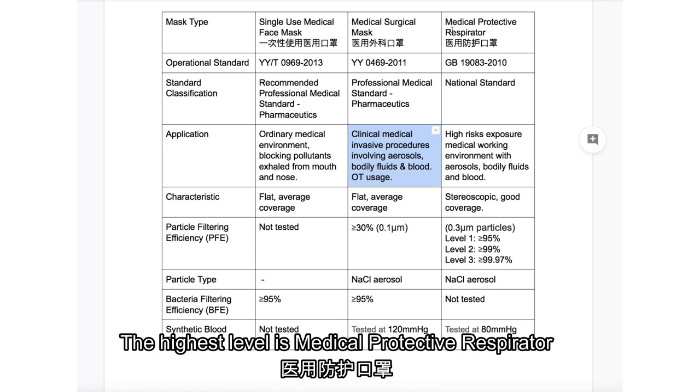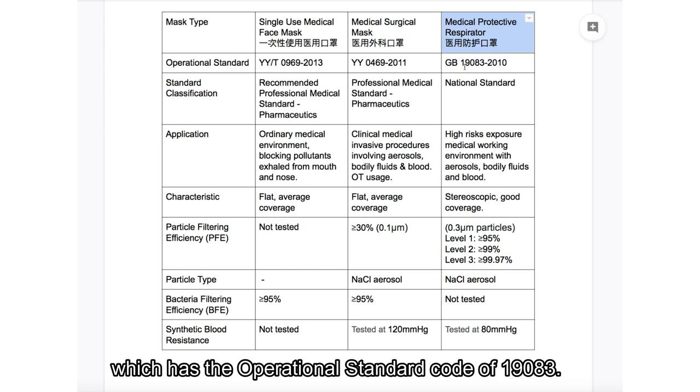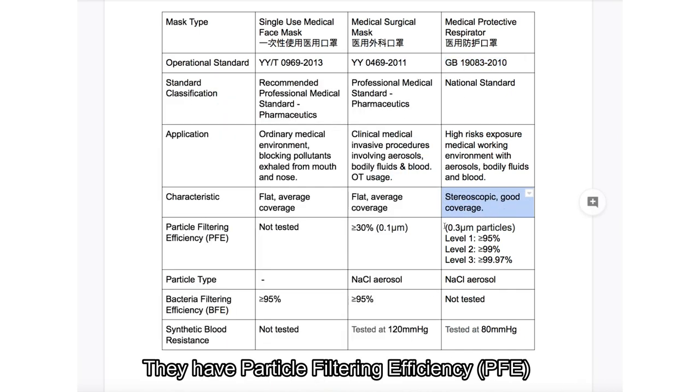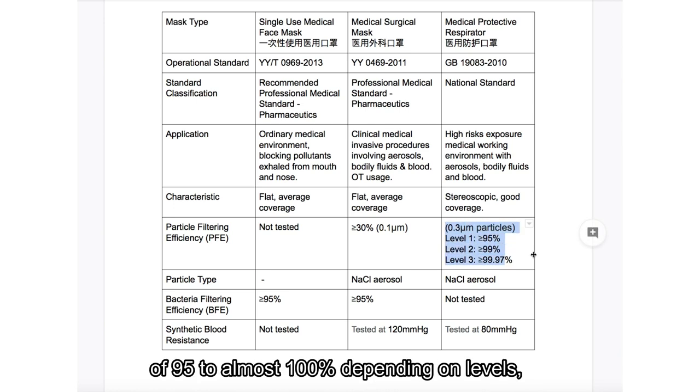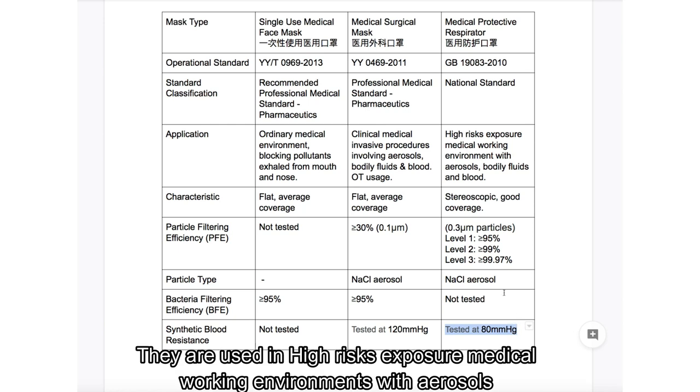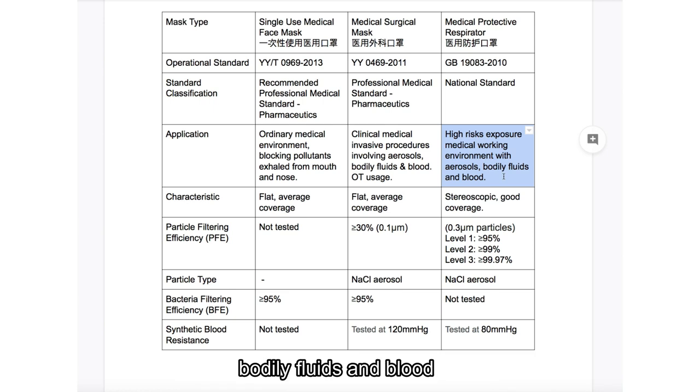The highest level is medical protective respirator, 医用防护口罩, which has the operational standard code of 19083. They are stereoscopic, cup-shaped, and with good coverage. They have particle filtering efficiency, PFE, of 95 to almost 100% depending on levels, and they are tested to be resistant to at least 80 mmHg of blood splatter. They are used in high-risk exposure medical working environments with aerosols, bodily fluids, and blood, also known as frontliners.